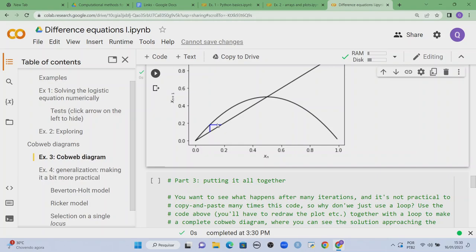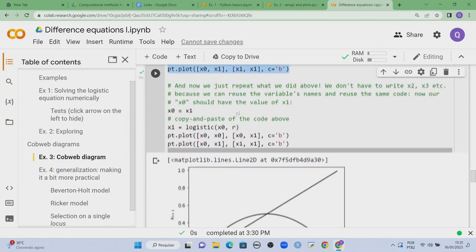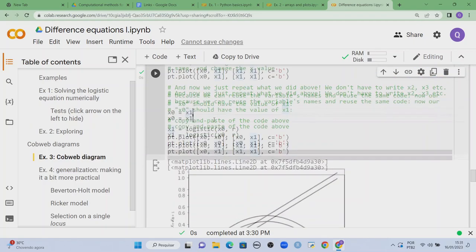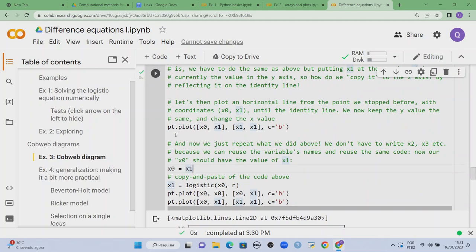And how do I do the next one? So it's pretty much the same, right? So I am at 0.18 here, and I start again, right? So I do this straight line here, and then this one, and then this one, and this one, and so on, right? So now how do I do that in the computer? So instead of having to rewrite all of the code, right? What do I do?